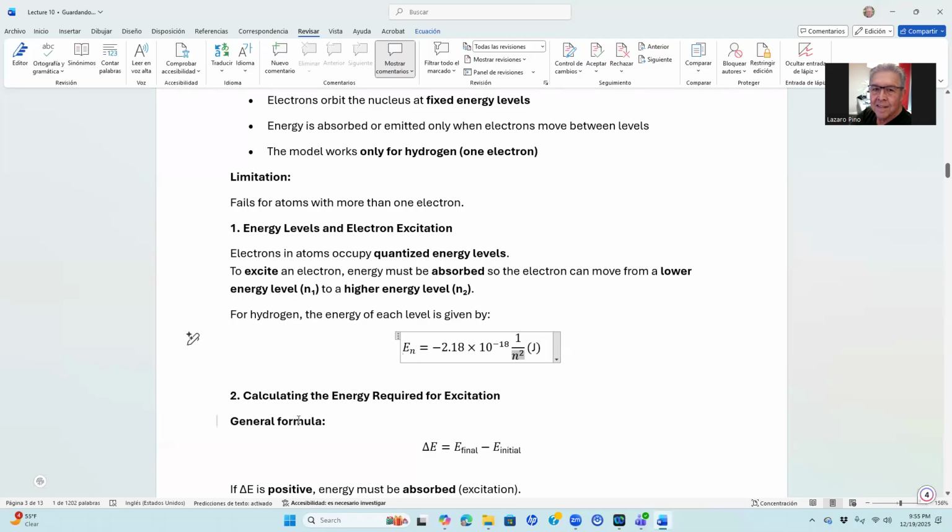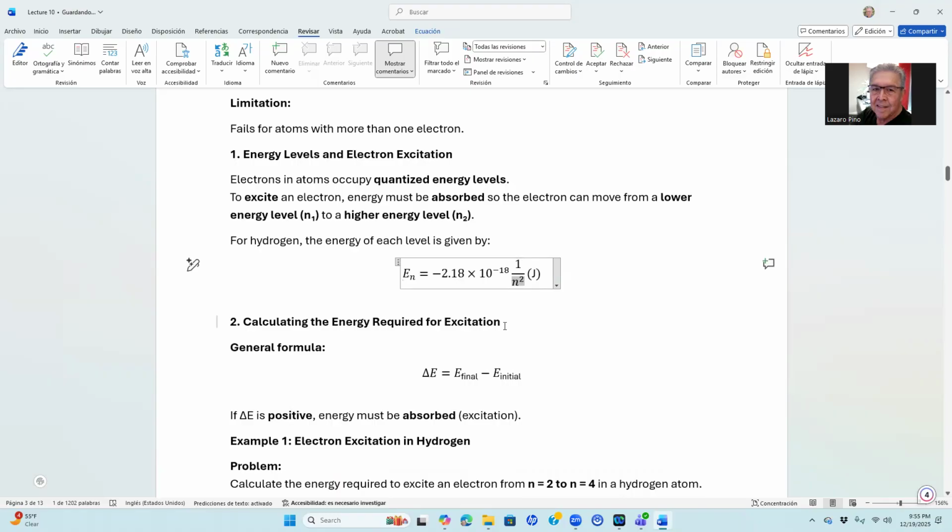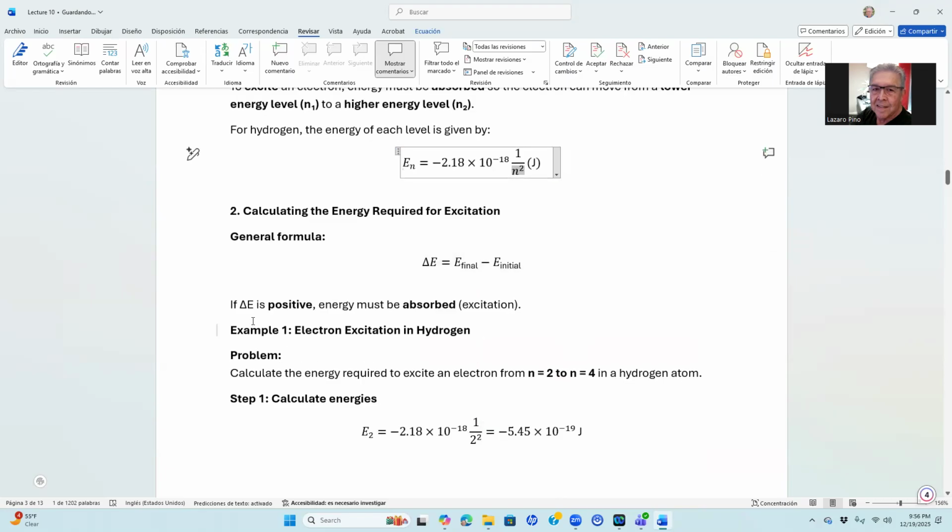Don't forget that. Then let's calculate the energy required for the excitation of one electron in one atom, going from one level to another level. In general, the energy that is necessary is the energy of the final level minus the energy of the initial level. Delta E is positive because the energy must be absorbed during the excitation.